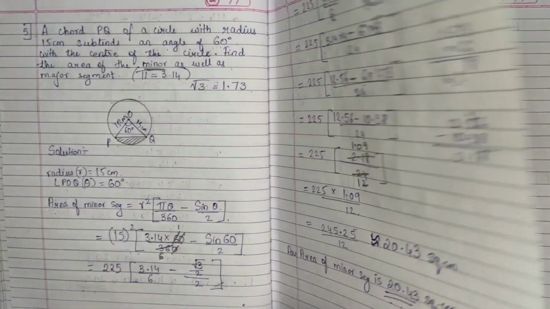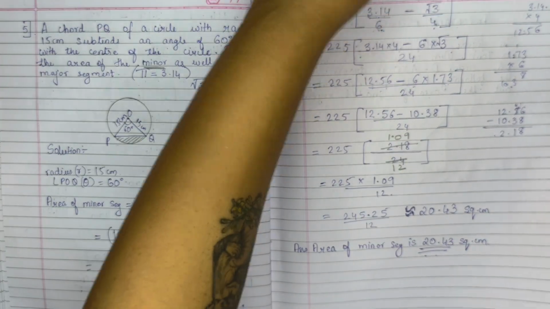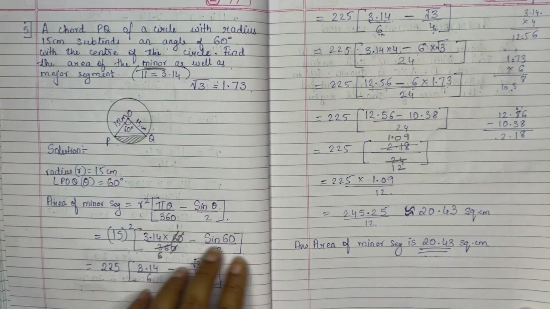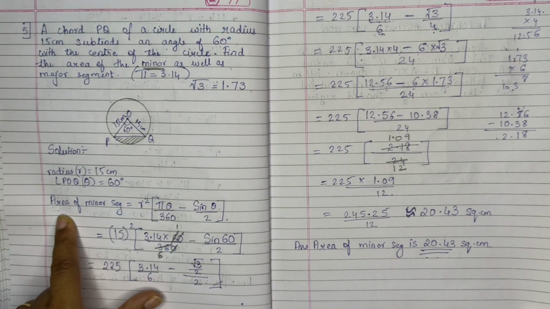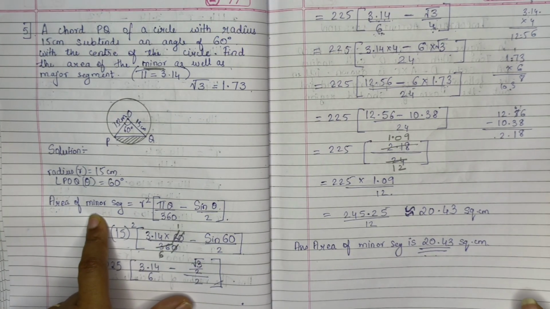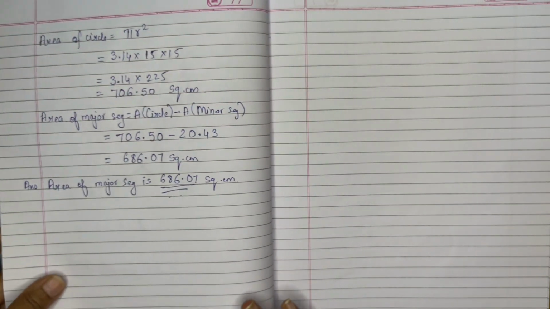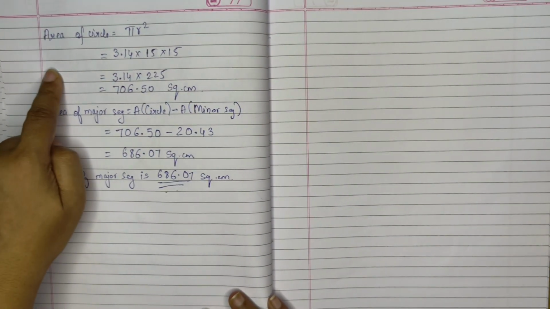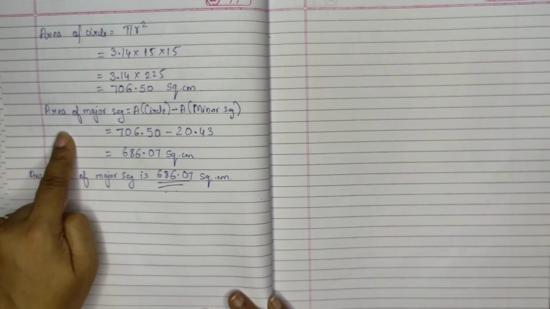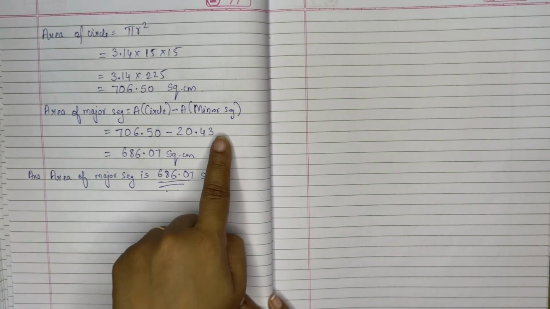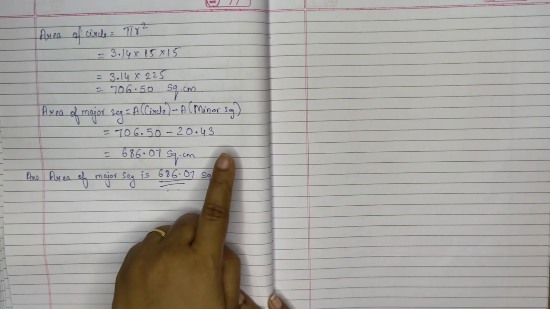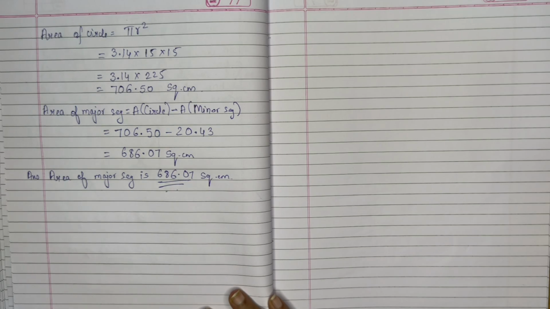So see this, this was the fifth sum that we did. First, as usual, we had to find the minor segment. After finding the minor segment, we had to find the area of circle. After you get the area of circle, the area of major segment will be area of circle minus area of the minor segment. So this is how you get the area of major segment.